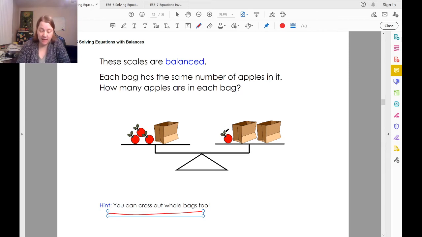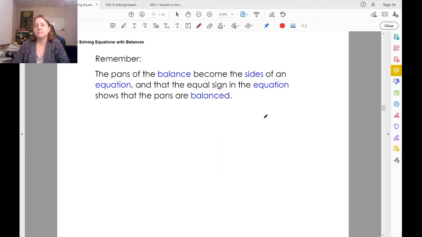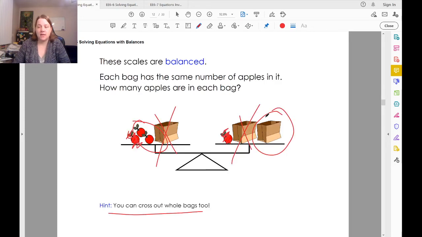So I see an apple here. Goodbye apple. Goodbye apple. I see a bag and a bag. I'm going to cross off one of those bags. And I'm left with 2 apples is the same as 1 bag. 2 apples equals a bag. Remember that the pans of the balance become the sides of the equation. The equal sign is what's right here.